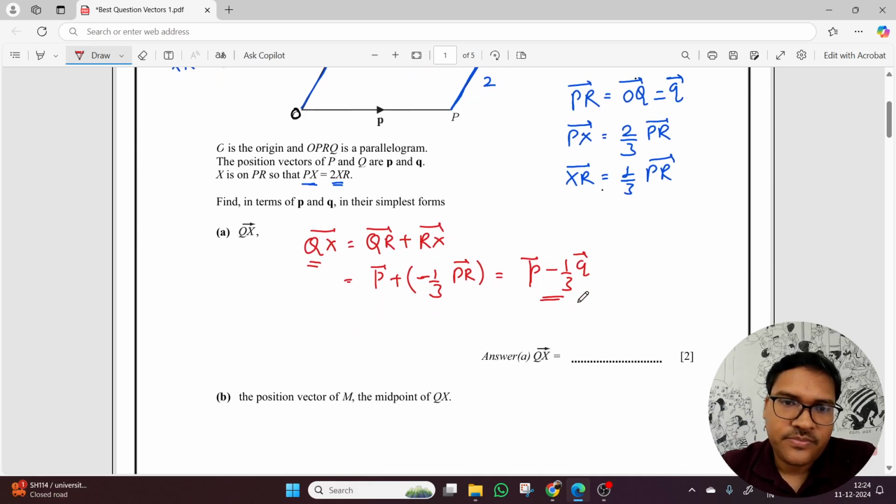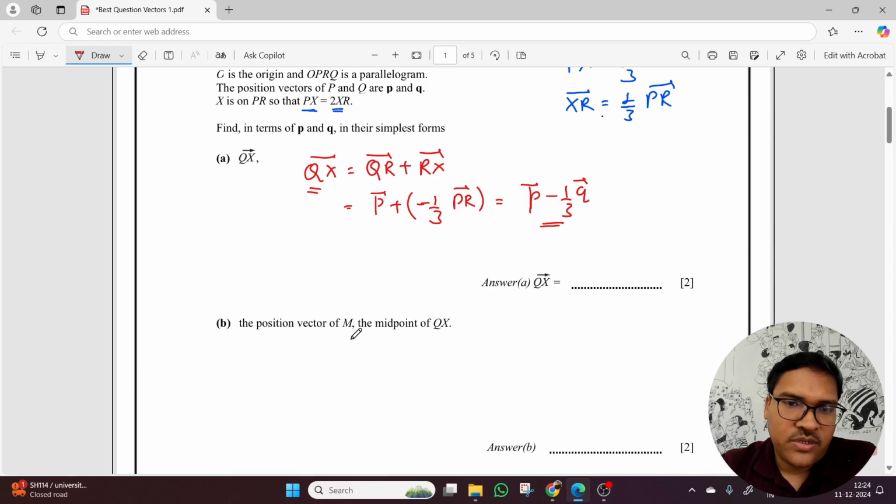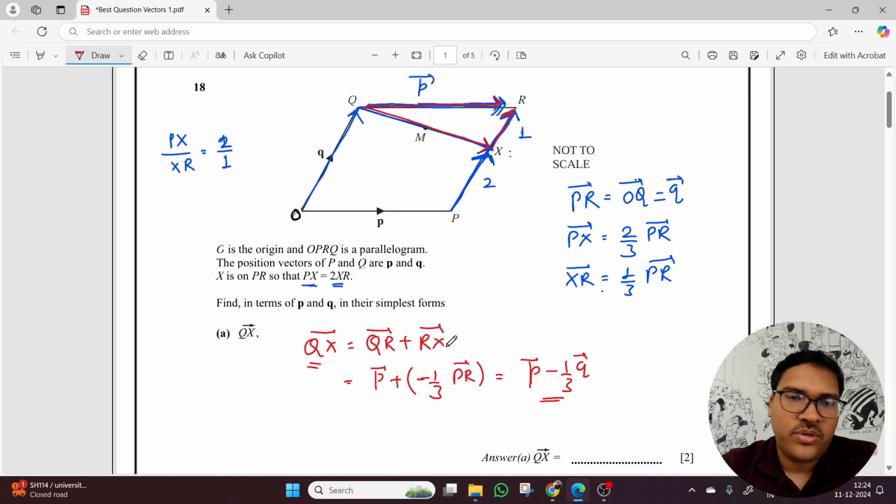Now the second part of this question is the position vector of M, the midpoint of QX. So it is given that M is the midpoint of QX. So what is the position vector of M?